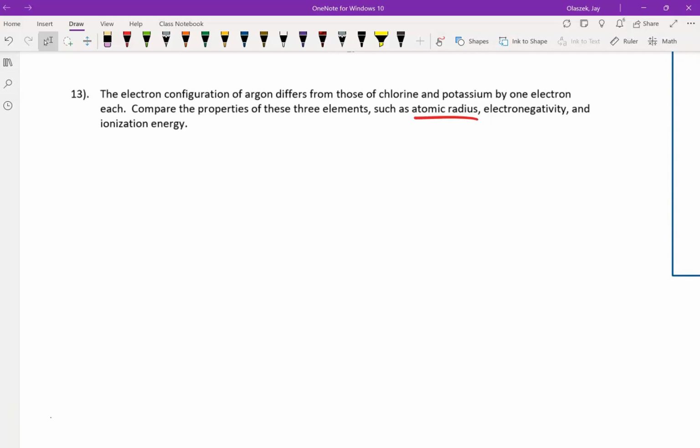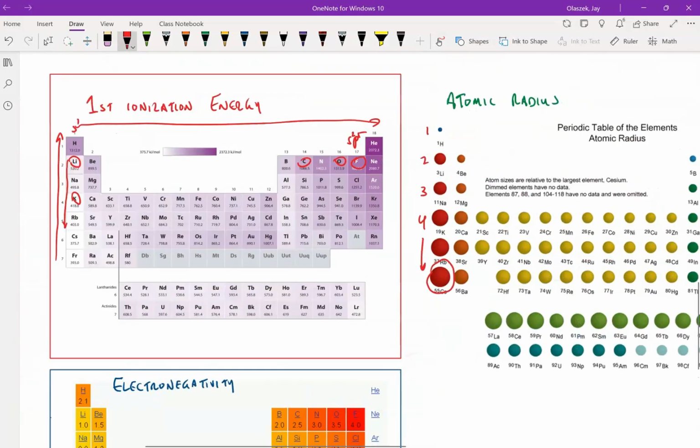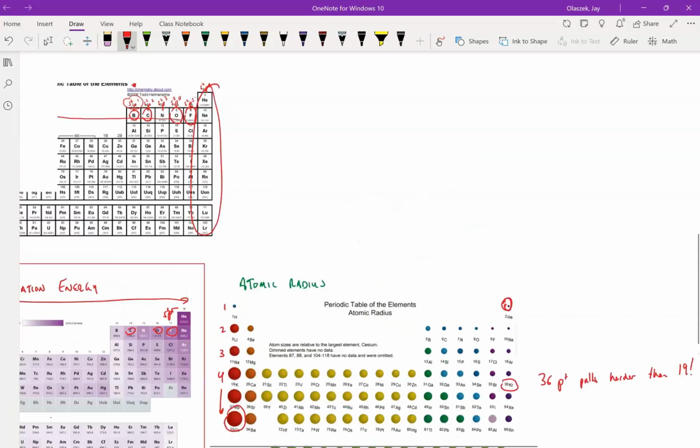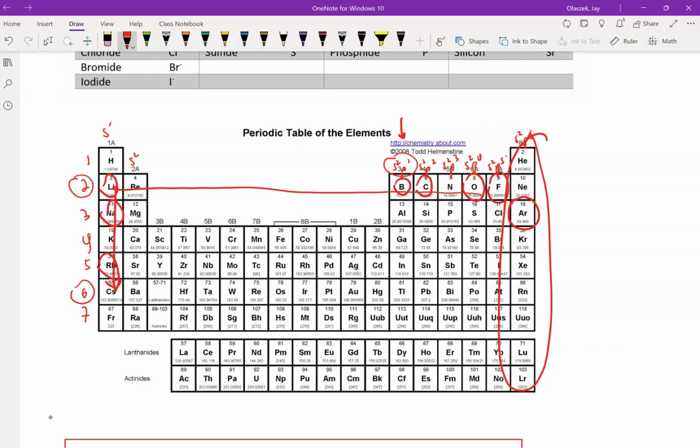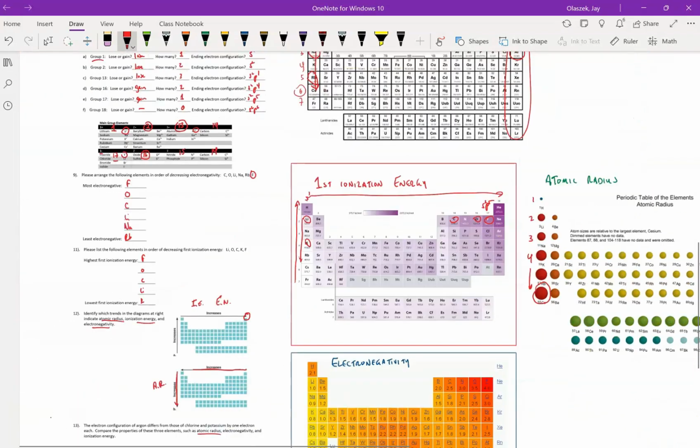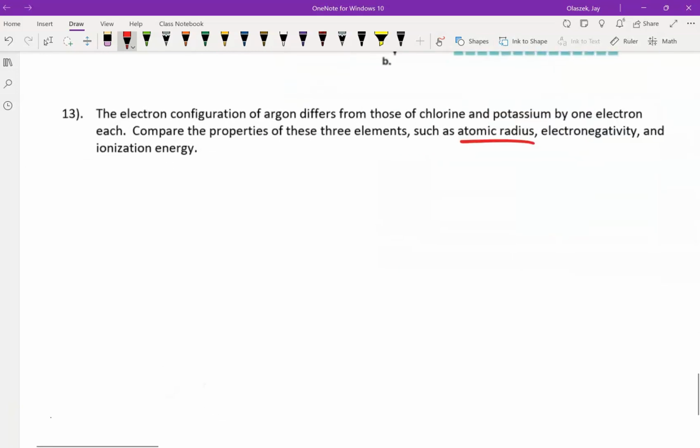Well, let's get their electron configurations. We know argon is right here. Where's our periodic table? This guy. It's in the last group on the periodic table. It's a noble gas. It's in row 3. That means it's going to end 3s2, 3p6. Argon has an electron configuration that ends 3s2, 3p6.